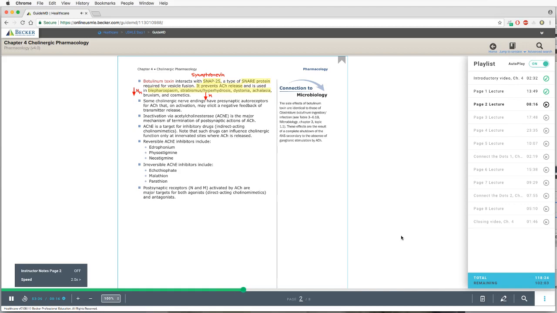The one that really is not medical but most commonly used for Botox is, of course, cosmetics. And you know that they're working on these nicotinic M-type receptors, so those skeletal muscle-type receptors. The idea for Botox is to decrease wrinkling of the skin. Now, there is a big connection with Botox and microbiology.